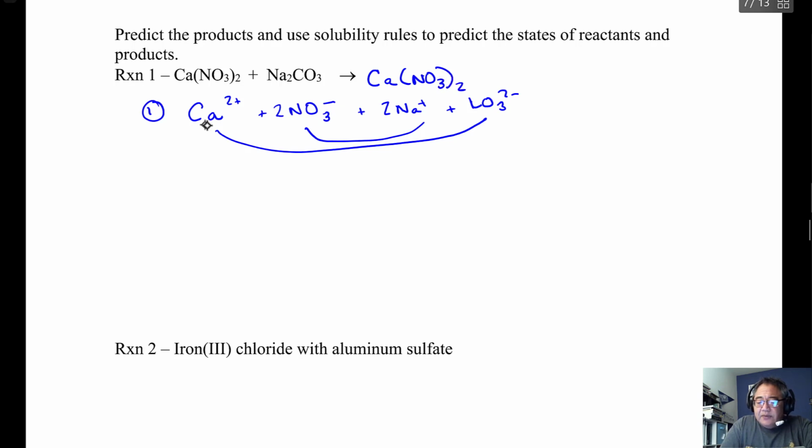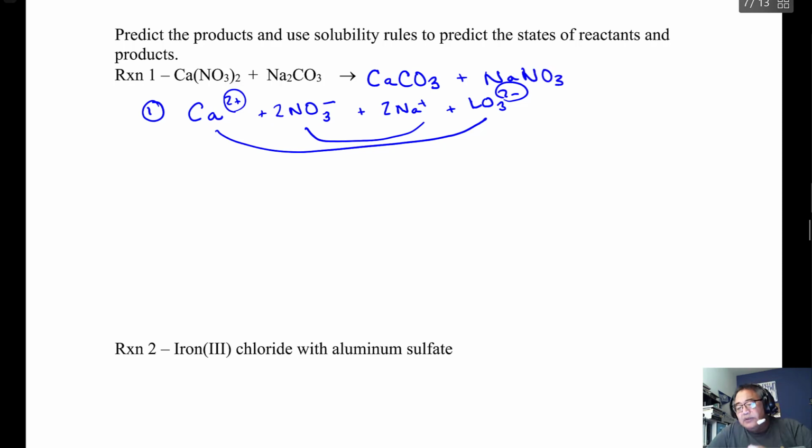I'm going to just write it like this, CaCO3 like that. And the reason I'm doing it like that is because there's a 2+ here and a 2- here, so I can just put them together, right? The charges are balanced. And then I'm going to have Na+ with NO3-, and those balance as well.